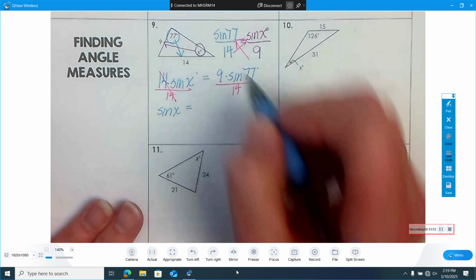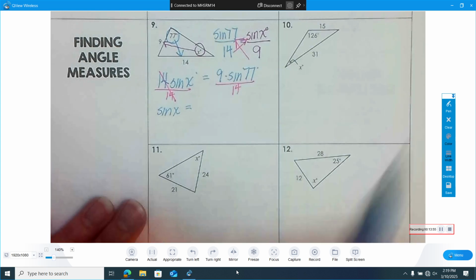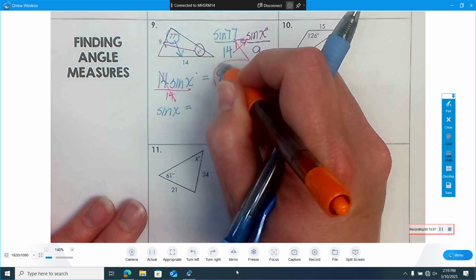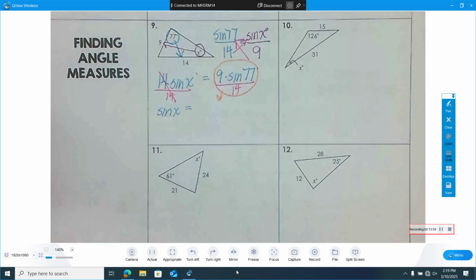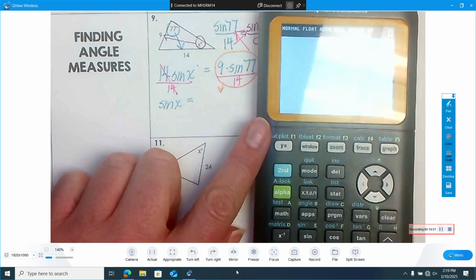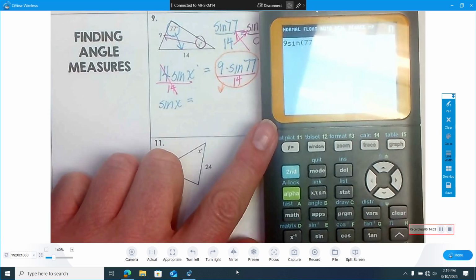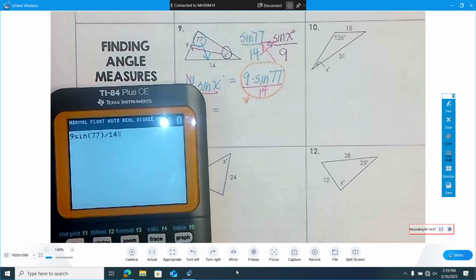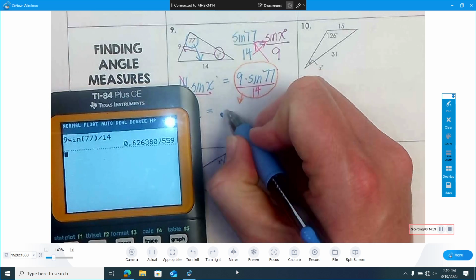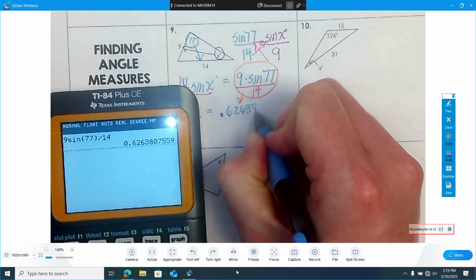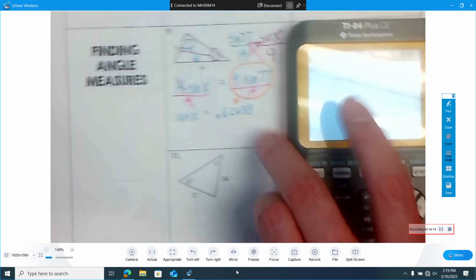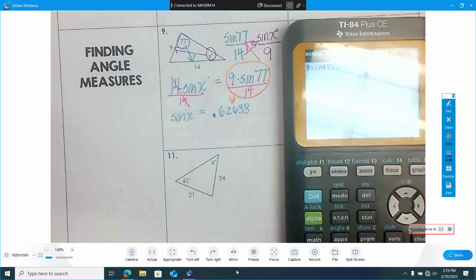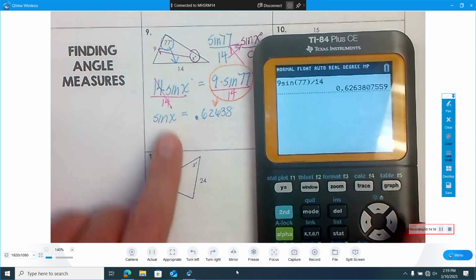And I'm going to put this whole right side into my calculator. Otherwise, the calculations just get a little bit messy. 9 times the sine of 77 divided by 14. 0.626. Okay, so that gives me 0.62638. Now, we're going to use the calculator to carry that big long decimal.